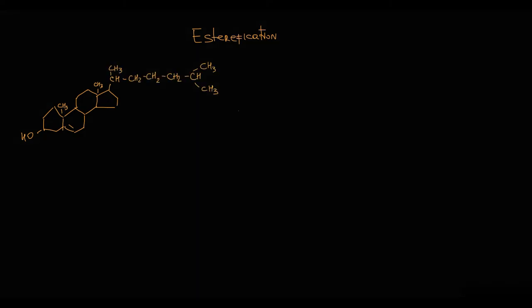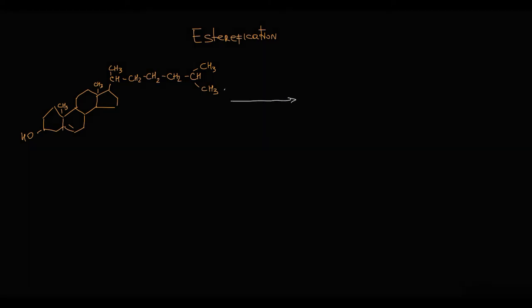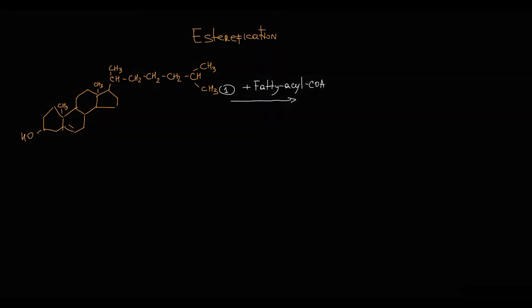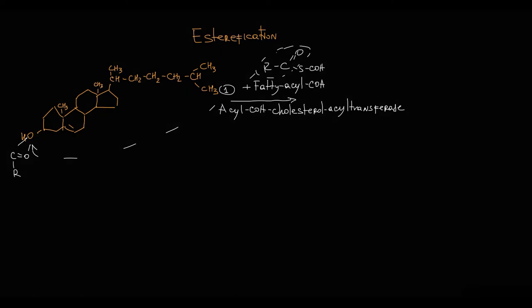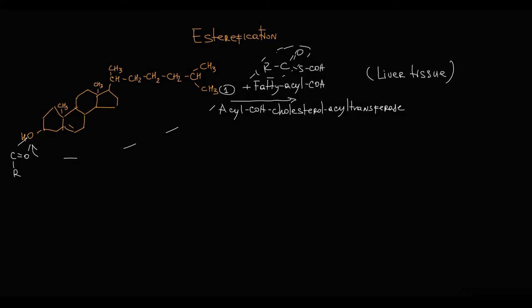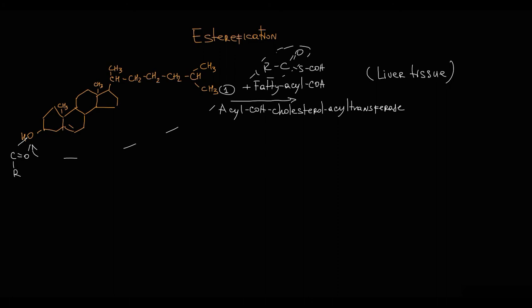To explain esterification of cholesterol, there is a cholesterol molecule, and cholesterol esterification can occur in two ways. The first pathway is a reaction of a free cholesterol molecule with fatty acyl-CoA that is catalyzed by a specific enzyme, acyl-CoA cholesterol acyltransferase. This enzyme transfers a fatty acid from fatty acyl-CoA to the hydroxyl group of cholesterol, and this reaction occurs primarily in liver tissue in order to store cholesterol molecules in lipid droplets.